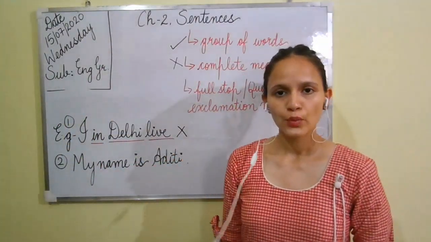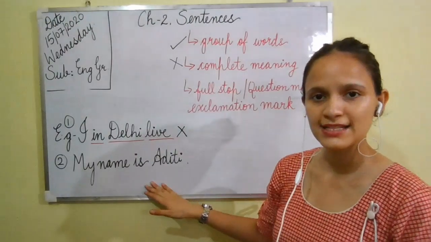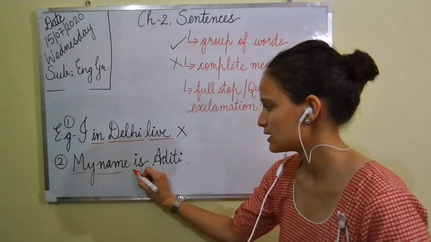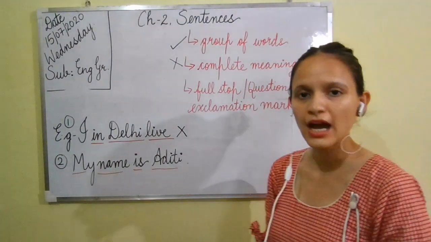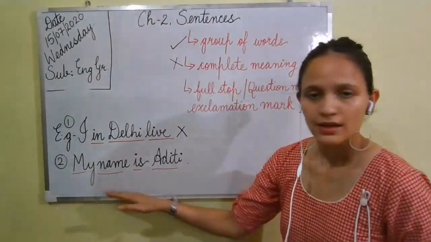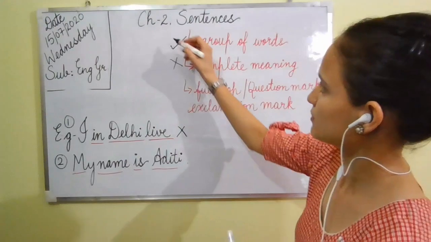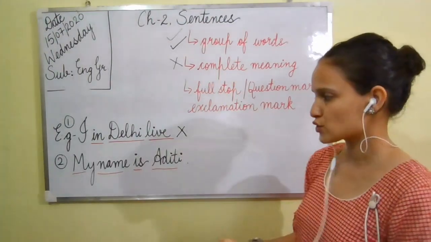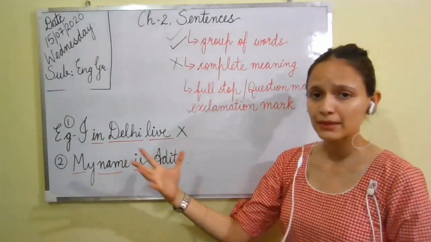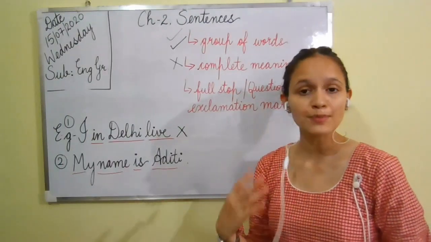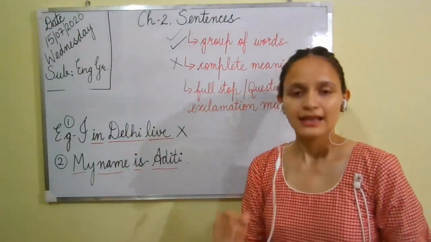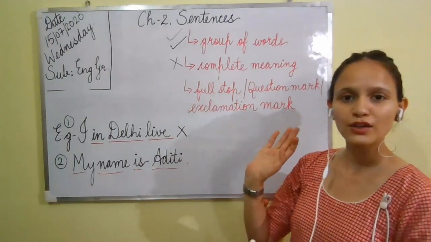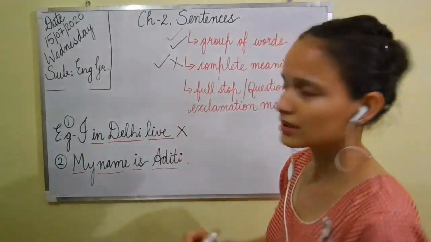Okay, so it also contains a group of words. Here you can see my is a word, name is a word, is also a word, and Aditi, it's a noun, it's the name of a person. So group of words are there. So this category is fulfilled. Okay, now the next category is complete meaning. So does the sentence give us a complete meaning or a complete sense? My name is Aditi. Do you understand what ma'am is saying? Yes, ma'am is saying my name is Aditi. So this category also got fulfilled. Okay, this one got fulfilled.